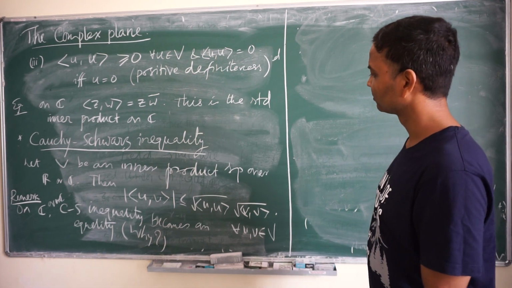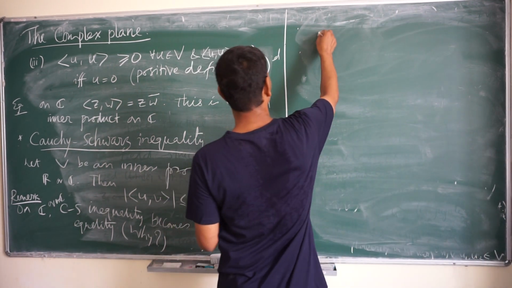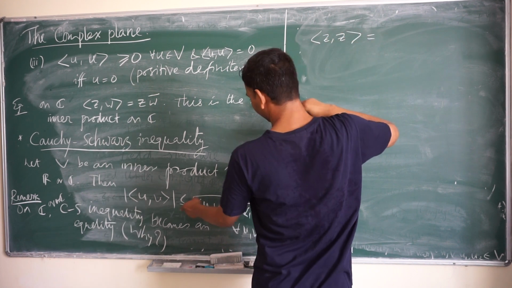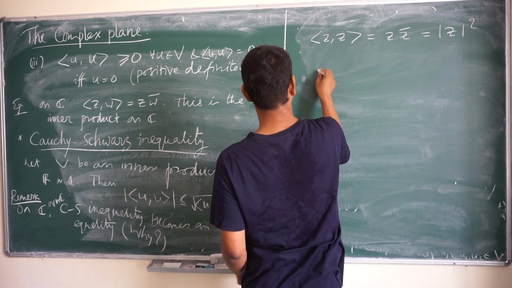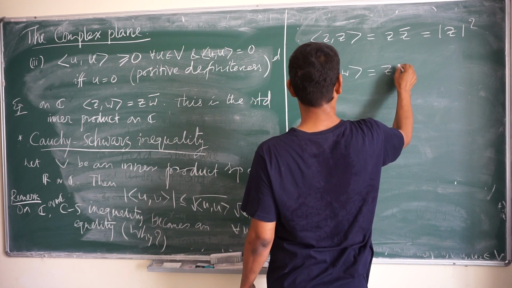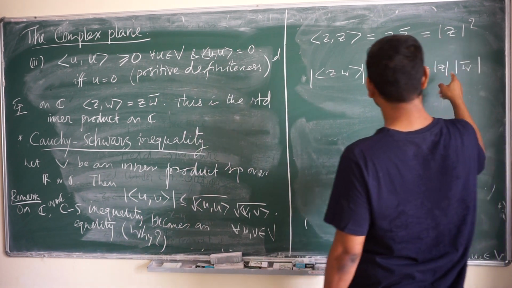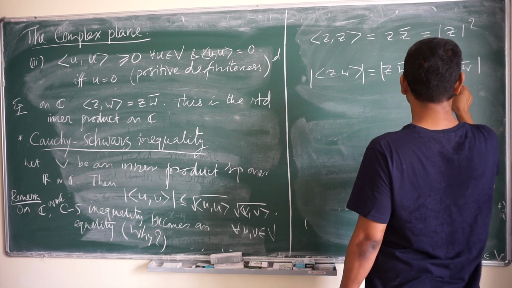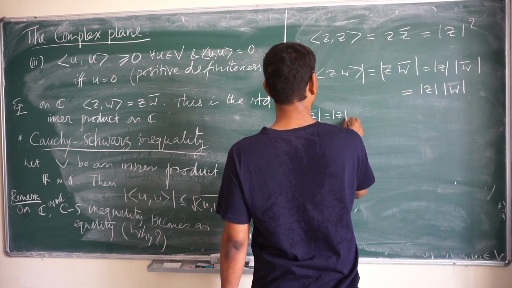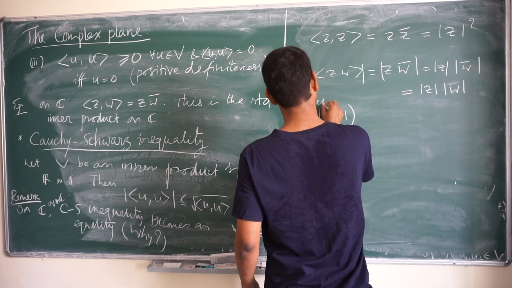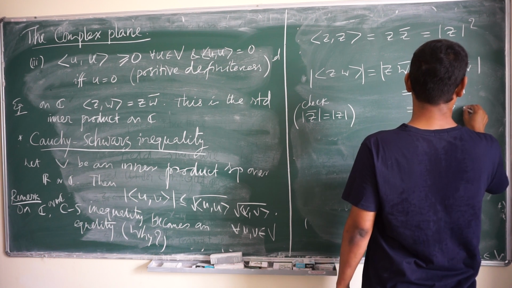So these are a few structures. Here z comma z is z z bar, which is mod z square. And why does this become an equality? Because this z w is z w bar, and we take the mod. So this becomes mod z times mod w. Mod of z bar is mod z, check. So this becomes the square root of the inner product of z with z, and the square root of that of w.